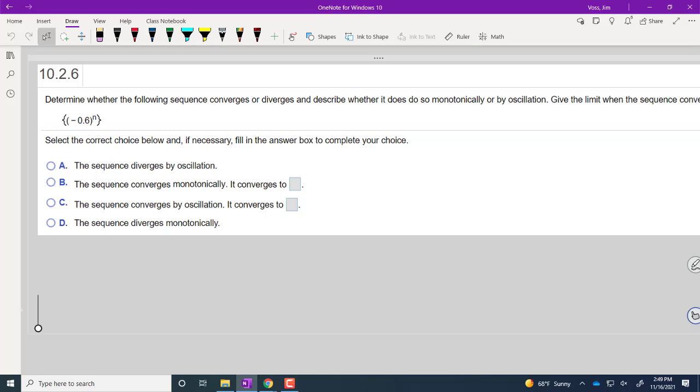And what type of convergence is it? Are we converging monotonically? Monotonically means trending in one direction. Or are we converging by oscillating? Oscillating, exactly. And that's only because the ratio is negative. If it was just 0.6, then it would be monotonically converging to zero. And this is converging to zero.